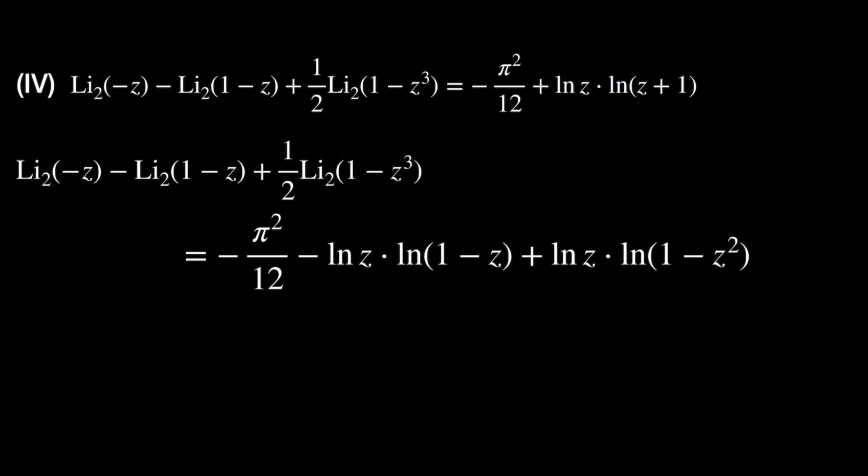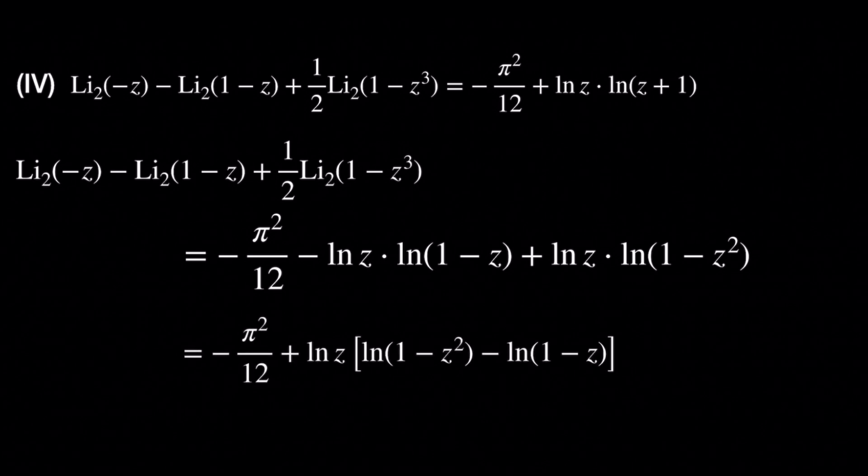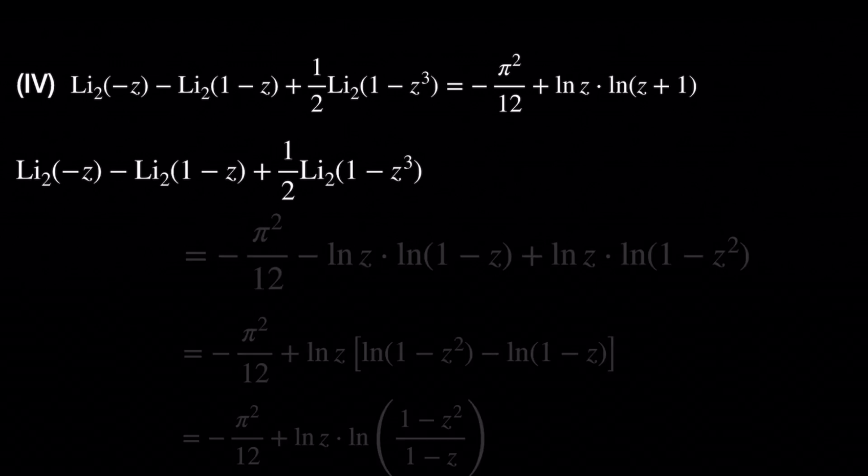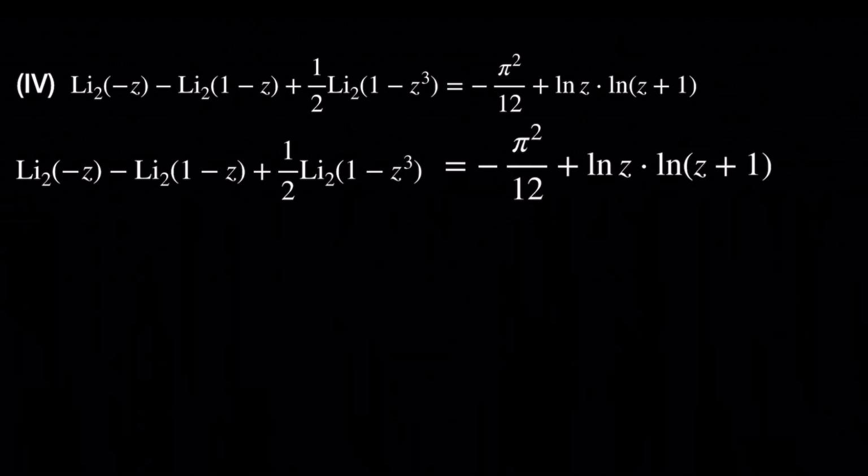Now we're going to factor log of z. Okay, and then we have these terms inside brackets. So that's a difference of two logarithms. So we can combine those two terms into a single log by using the quotient rule. And then note that 1 minus z squared over 1 minus z can be simplified because 1 minus z squared is simply 1 minus z times 1 plus z. So after simplifying, we get the desired identity.